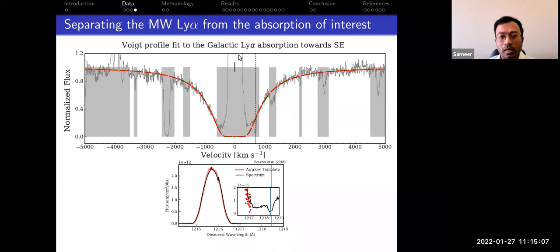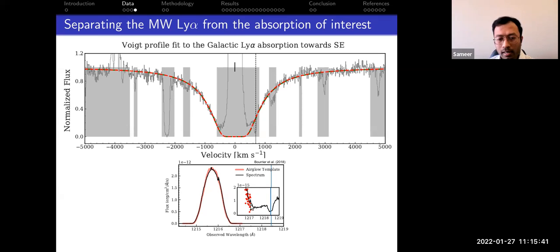So this is from the Earth's atmosphere itself. So we have to ensure that there is no flux being added to the absorption of interest from this geocoronal emission. So to ensure that, what we do is we fit airglow templates. These templates are made available by STScI. These airglow templates were obtained by Burrier et al. in their 2018 work. And we fit this airglow template to the geocoronal emission.